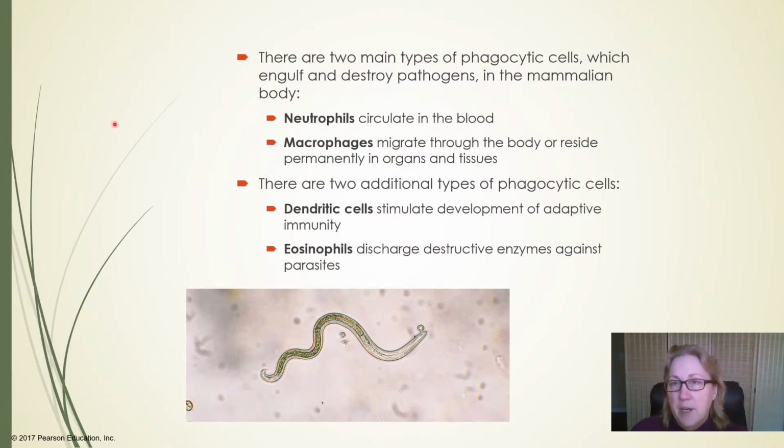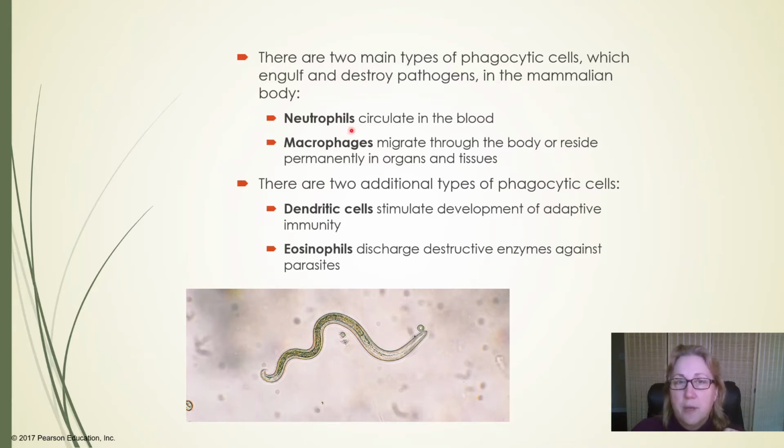There are two main types of phagocytotic cells, and remember, phagocytosis is when cells engulf something in a vesicle that they're going to eat. Phagocytosis is cell eating. So we have a lot of different kinds of cells that can do this.